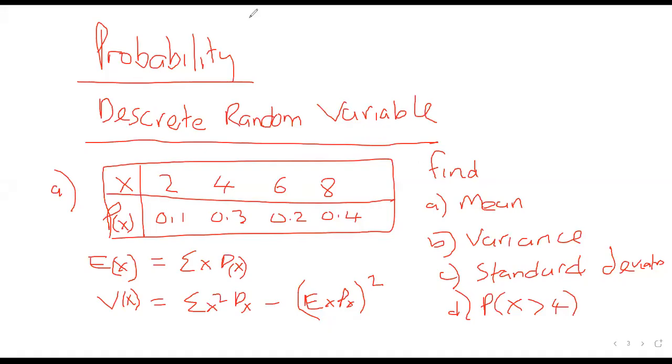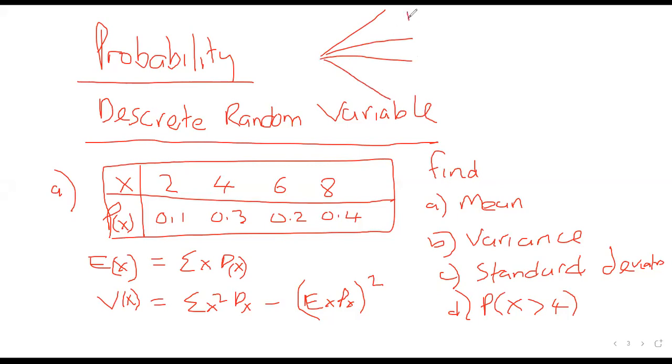Welcome to our session on probability. In this session, we're going to look at one discrete probability function, which is called the discrete random variable. This is one probability that is easy under the distributions of probability. So we have four key probability distributions.